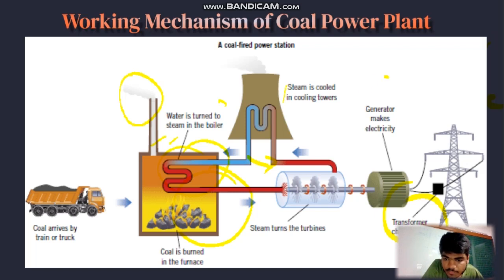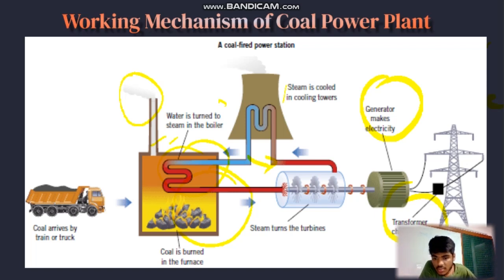This is the generator. In the generator, high-pressure steam is directed to the turbine, which drives the generator. The generator consists of a rotor and a stator. As the steam flows through the turbine blades, it causes the rotor to spin. The rotating rotor induces an electric current in the stator windings, thereby generating electricity.